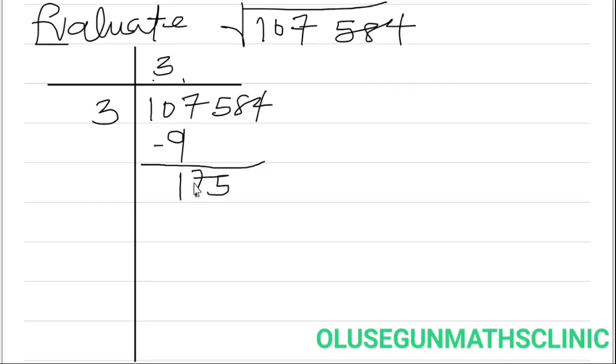So what can divide 175? Easily, I can give all the values. 62 can go. If 62 goes, we have 2. 2 times 62, we have 124. In 124, let's subtract it from the bigger value. This 2 in 7.